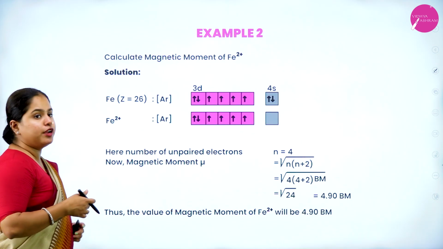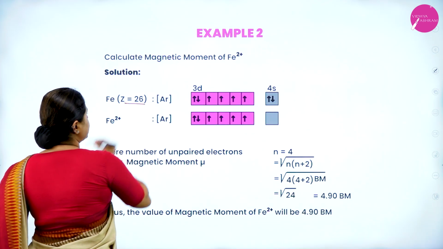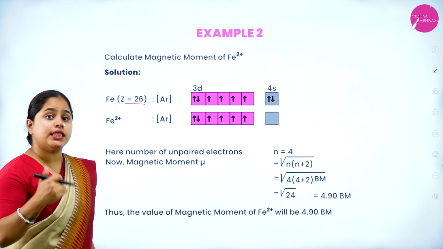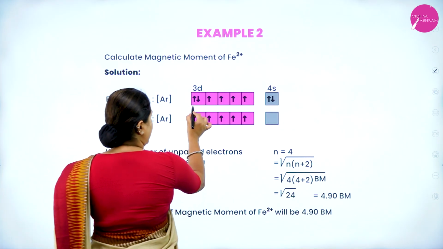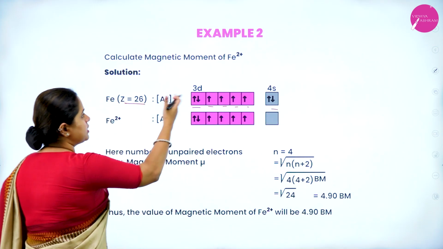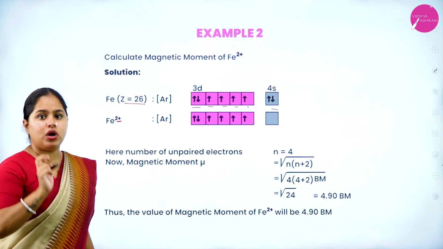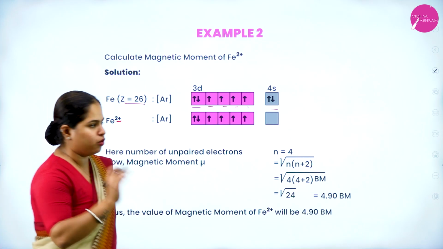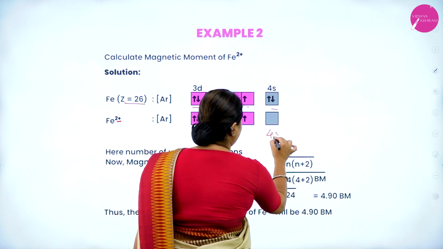Now the next one, Fe2 plus. Iron, the atomic number is 26. So it will be argon 3d6 4s2. So you have 1, 2, 3, 4, 5, 6 and 4s2 you are having. So it is asked in 2 plus state. So the 2 electrons from 4s orbital will be removed, right? So you have now 4s0.